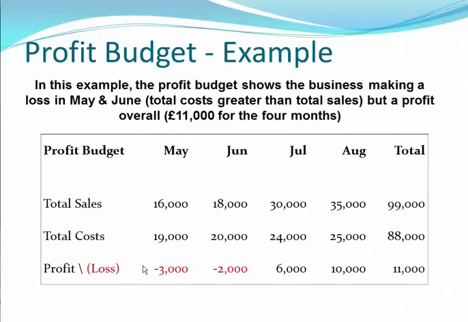So as you can see, in May, costs exceed sales, same again in June, but overall, they actually make an £11,000 profit. This is why putting these budgets together is important, because if you didn't have a plan, you might find yourself in this situation in the first couple of months of trading and think that everything's going badly, whereas if you've got a plan to stick to, even if you have had a couple of unprofitable months, you know that the bigger picture is that ultimately you will, over this period, make a profit.